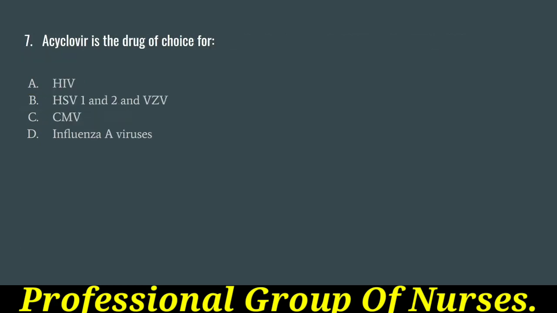Question 7. Acyclovir is the drug of choice for: A. HIV. B. HSV1 and 2 and VZV. C. CMV. D. Influenza viruses. Question 7 answer: B. HSV1 and 2 and VZV.